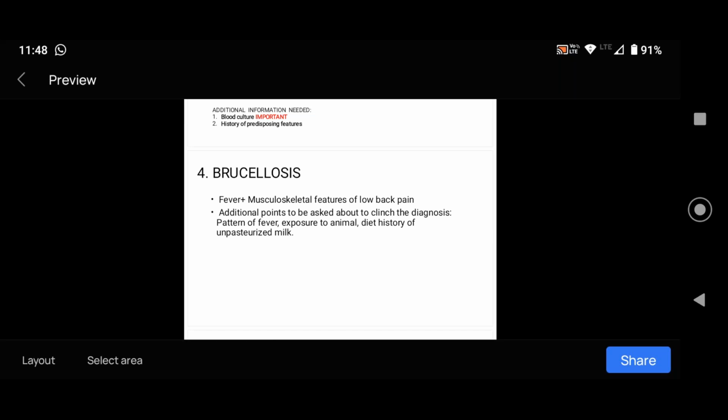And also there was no positive history of animal contact, and even occupational exposure was not present. He was a supervisor. So I kept it very low down. All right. Perfect. We can go further.